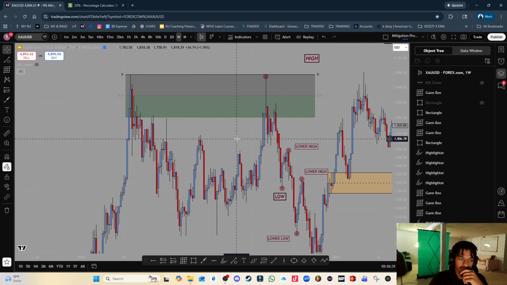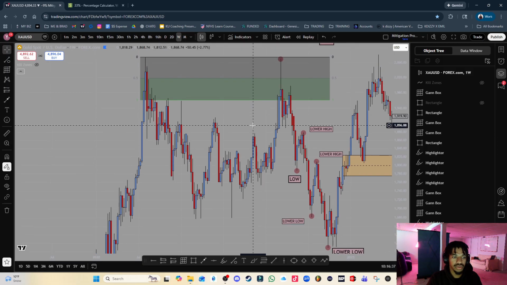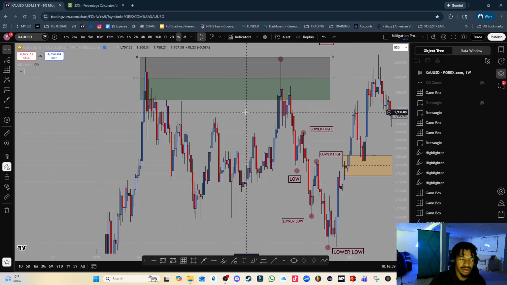So my biggest advice would be going into your own chart and finding exactly what I'm showing you. You'll see there's a lot of them. Stay on the higher time frame so you can get the hang of how they look and how they're supposed to look.